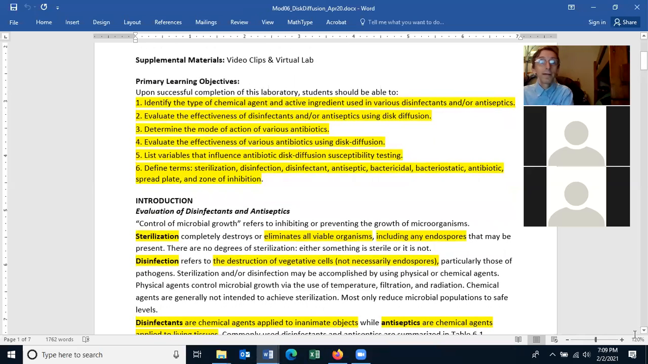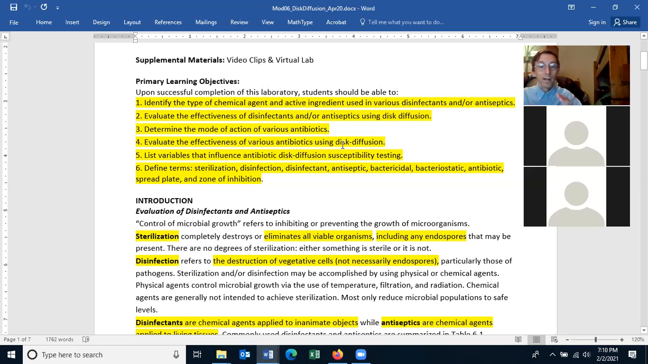The learning objectives: be able to identify the type of a chemical reagent and the active ingredient used in the various disinfectants and antiseptics, and evaluate the effectiveness of different disinfectants and antiseptics using the disk diffusion method, which, like I said, we're not really going to be studying, but it's pretty obvious how this would work from what we're going to be doing. We will be working with antibiotics and be able to determine the mode of action of the various antibiotics, and evaluate the effectiveness of various antibiotics using the disk diffusion method.